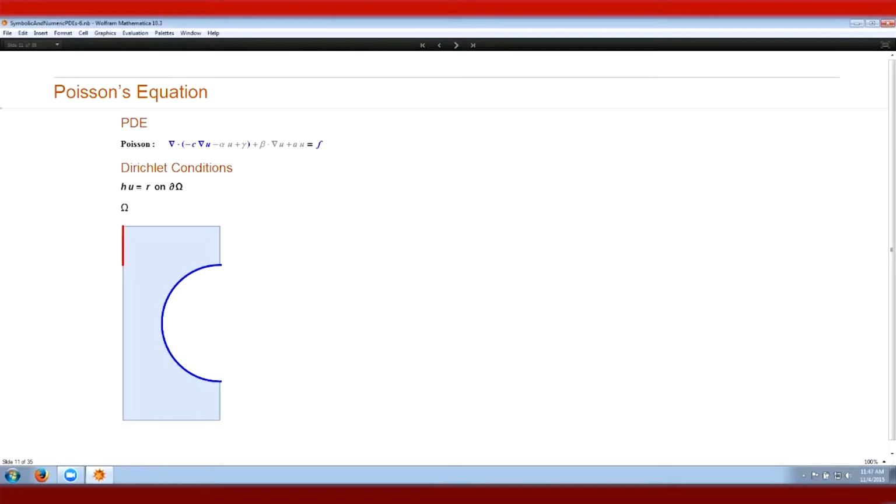Let's look at the Poisson type of equation. In the picture below, you see a red and a blue boundary. We'll modify the specific PDE and the boundary conditions to first use two Dirichlet boundary conditions on the red and the blue boundary, and then a Dirichlet and a Neumann boundary condition.